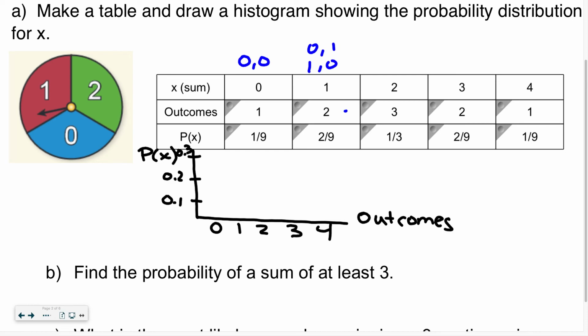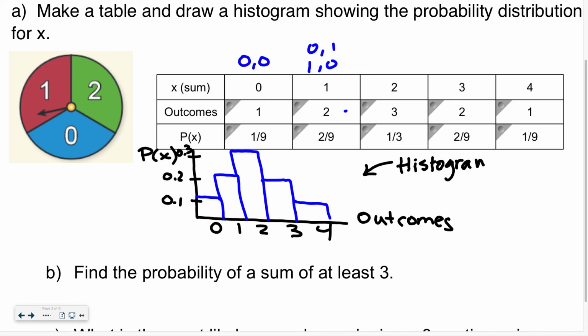So 1/9 is like what, 0.11? And 2/9 is 0.22. And 3/9 or 1/3 is 0.33. And we go back to 0.22 repeating and 0.11 repeating. That is a histogram. It's like a bar chart, bar graph. It's different because the bars touch.